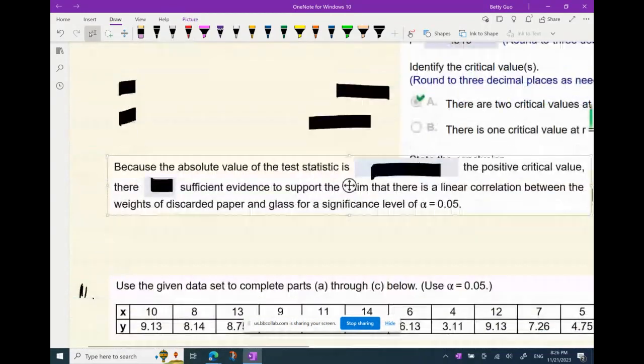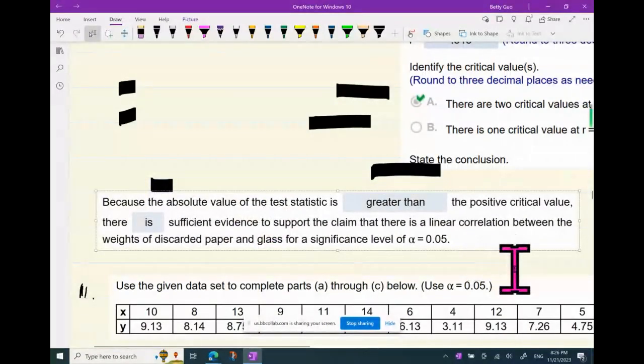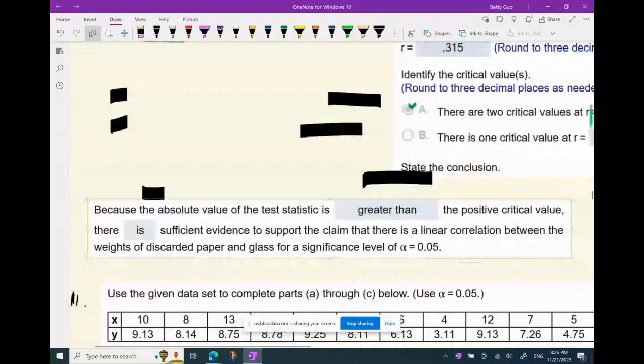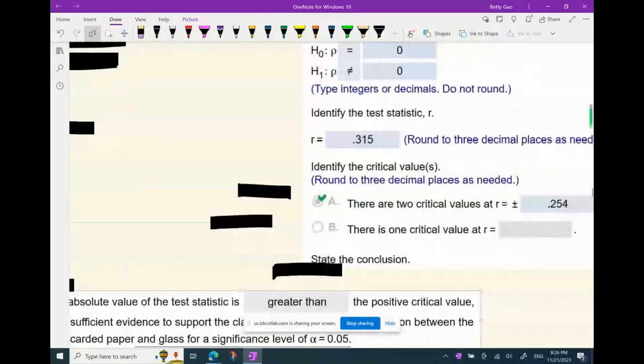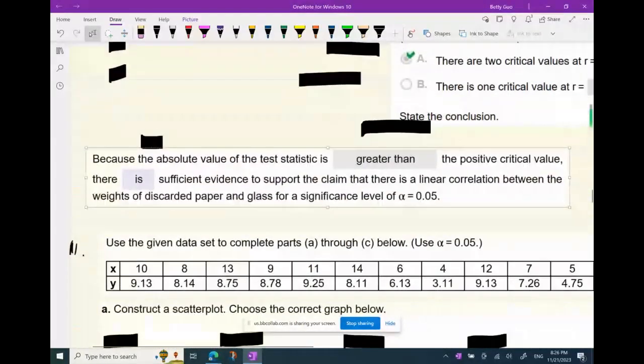And the last part: because the absolute value of the test statistic is greater than the positive critical value, well, our r is 0.3-ish, which is bigger than the critical value 0.254. So we reject the null. We say there's sufficient evidence to support the correlation claim.